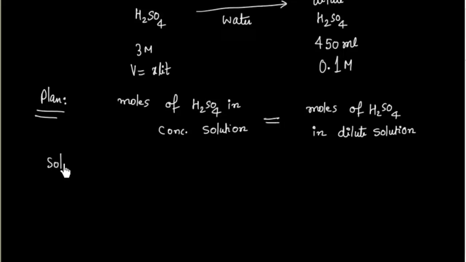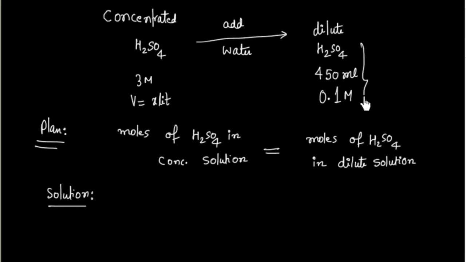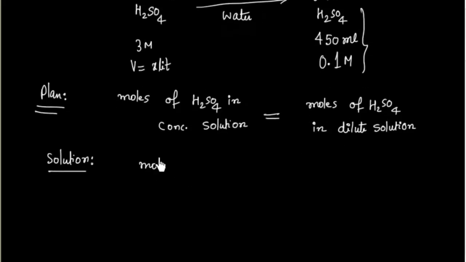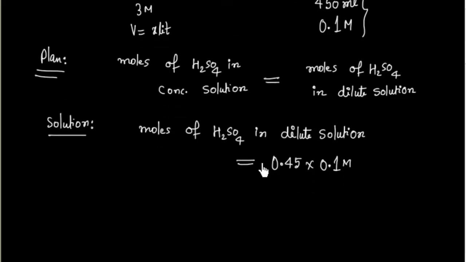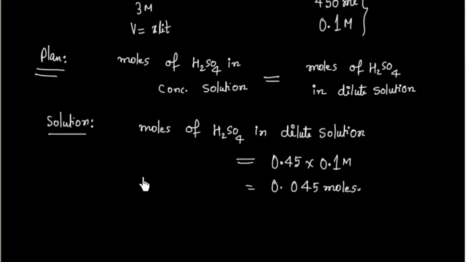So let us see how we can proceed for the solution. Initially, find moles of H2SO4 in dilute solution. Moles of H2SO4 in dilute solution is equal to volume into molarity. Volume is 0.45 liter and molarity is 0.1 M, so this is equal to 0.045 moles. So this is the moles of H2SO4 in dilute solution.